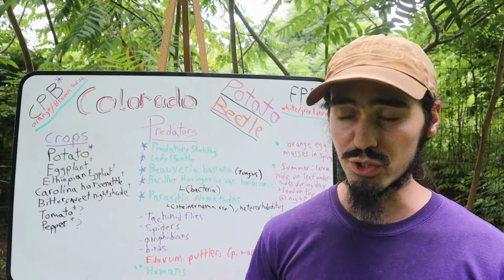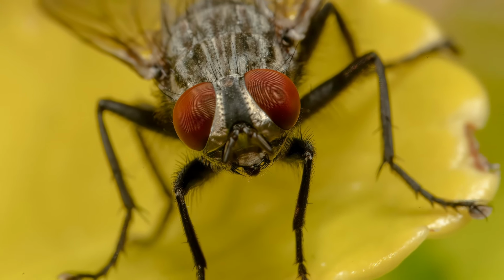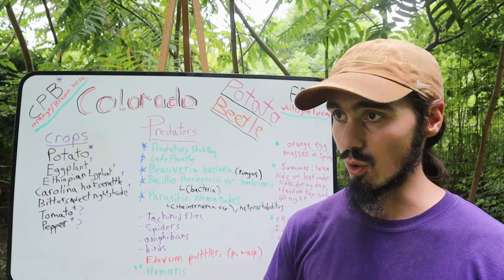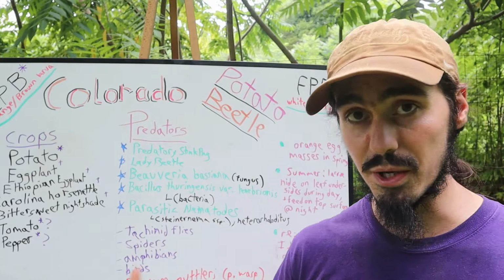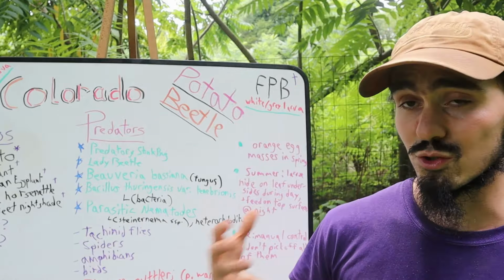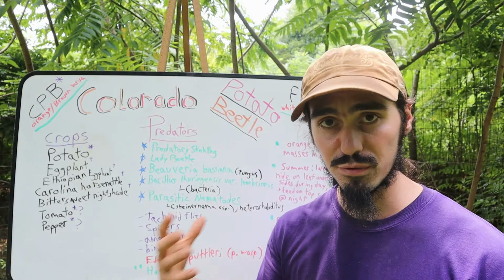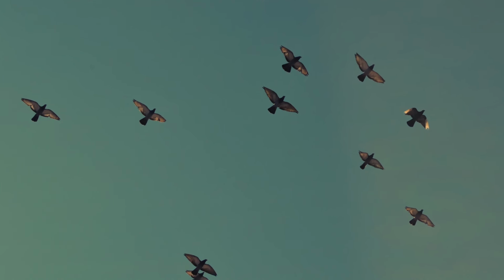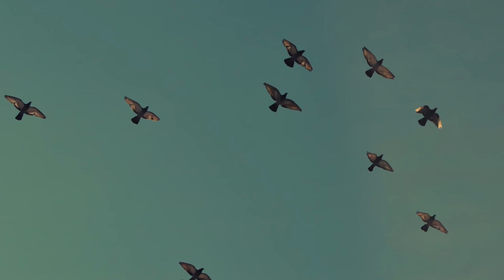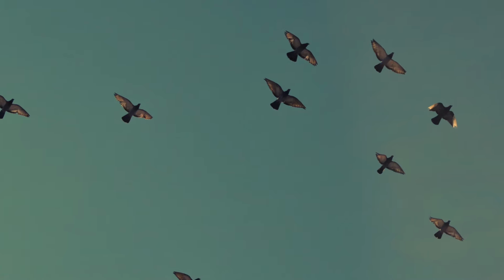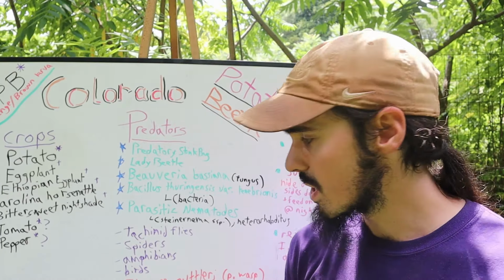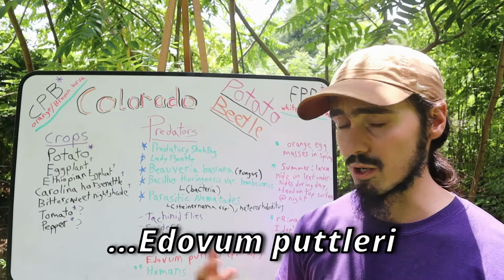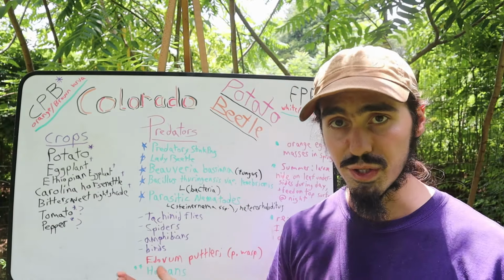Additionally, tachinid flies, which are beneficial predatory flies. Some of those fly species even look very similar to a normal housefly. And then we also have some spiders that can go after the CPB, as well as amphibians, like certain species of frogs or toads, that kind of thing. Additionally, birds have also been reported as predators, and then there's also some research being done on a particular type of parasitic wasp known as Edovum puttleri. And this parasitic wasp will actually go after the CPB as well.